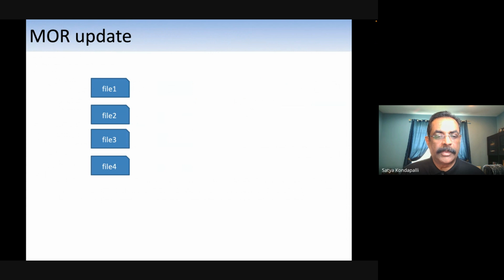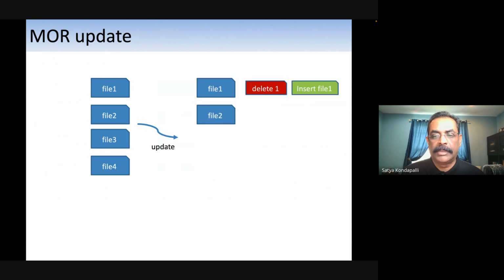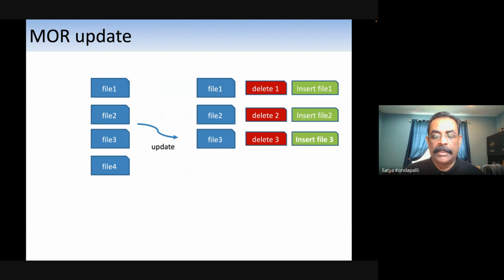So what happens in update? When you do update, this is before, after update, you will have each file have delete file, insert file, delete file, insert file, delete file, insert file, and then when you do read, it has to read all these three files and merge it together and display your data with latest. So we remove the old row and then insert the new row and then display to us. So this is how an update works in the merge-on-read table.